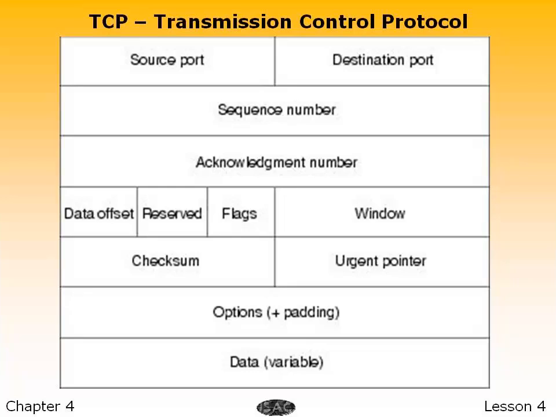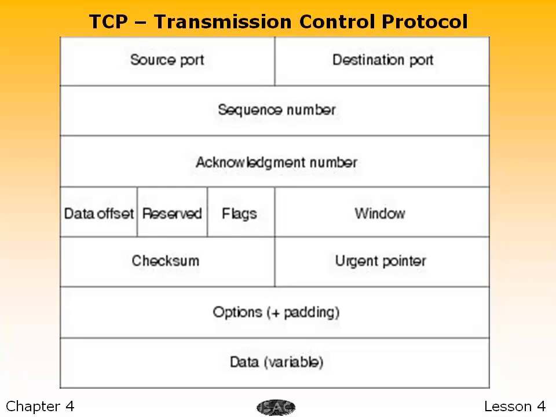URG indicates that the urgent pointer field is significant. ACK indicates that the acknowledgement field is significant. All packets after the initial SYN packet sent by the client should have this flag set. PSH, push function, asks to push the buffered data to the receiving application. RST, reset the connection.